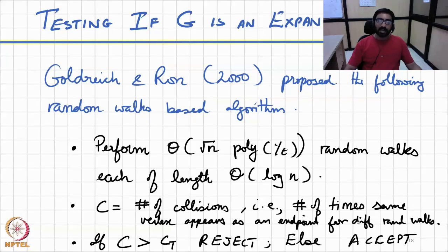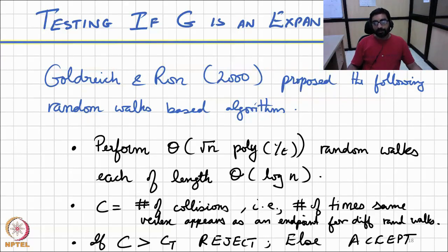That's the number of times the same vertex appears as an endpoint for different random walks. Now, if the number of collisions is more than some threshold value, some CT, which is a well-defined threshold value, then you reject the graph. You say that the graph is not a good expander. Otherwise, you accept. So what is the intuition behind this?